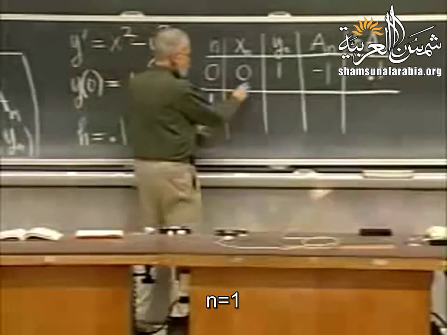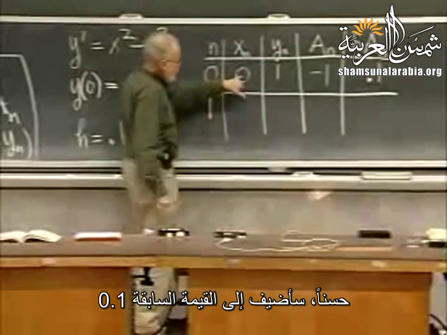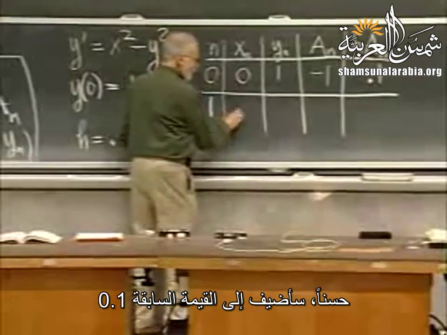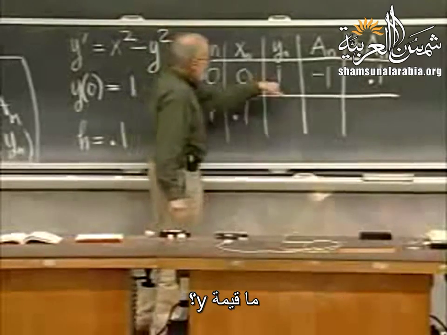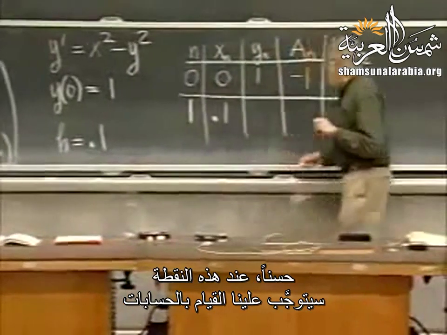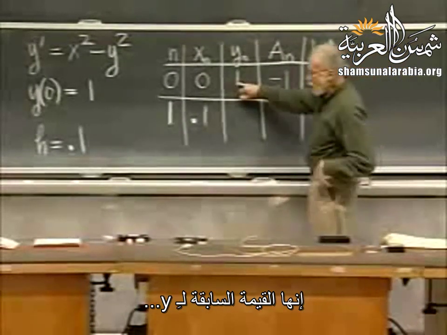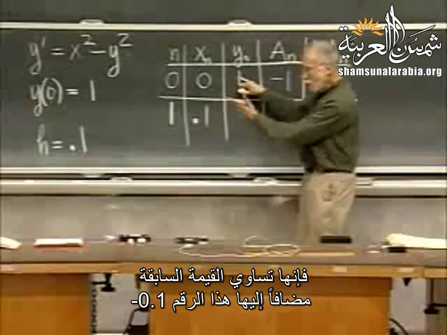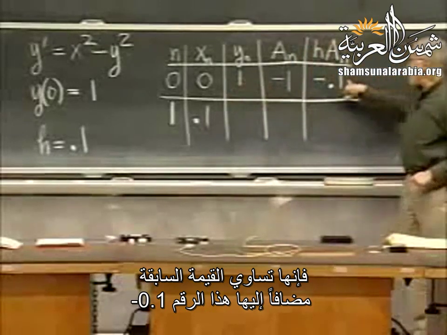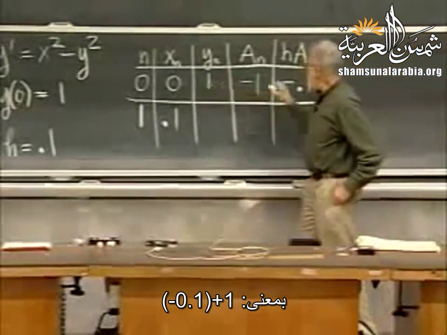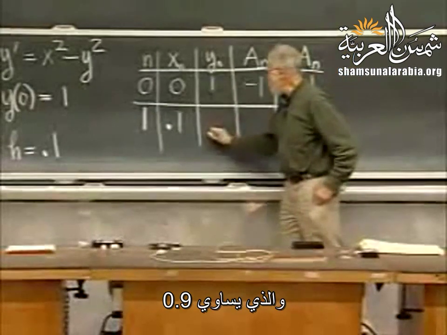N is 1 now. What's the value of xn? Well, to the old one, I add 1/10. What's the value of y? Well, at this point, you have to do the calculation. It's the old value of y. To get this new value, it's the old value plus this number. Well, that's this plus that number, which is 9/10.